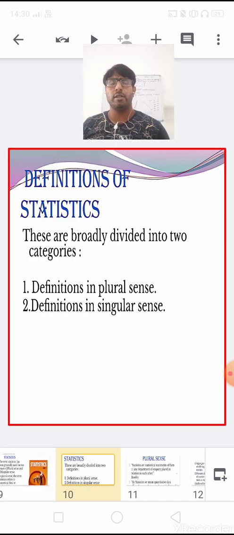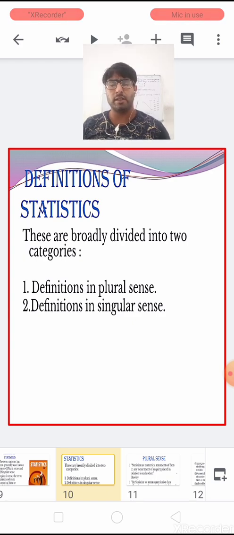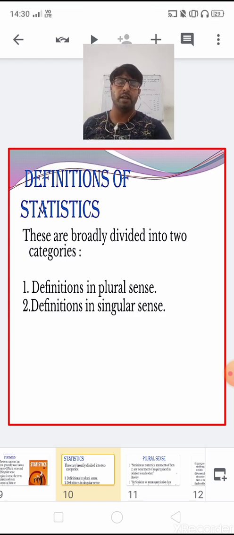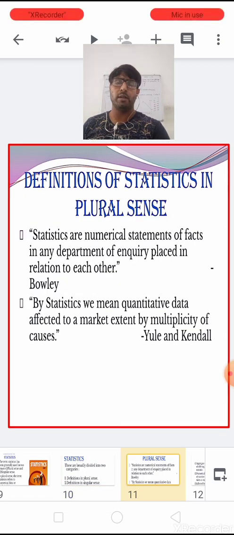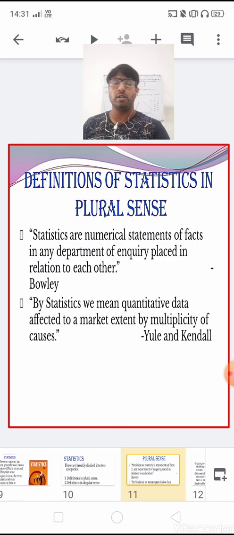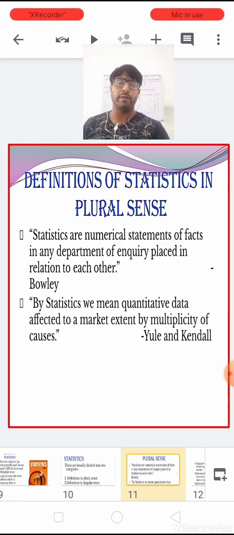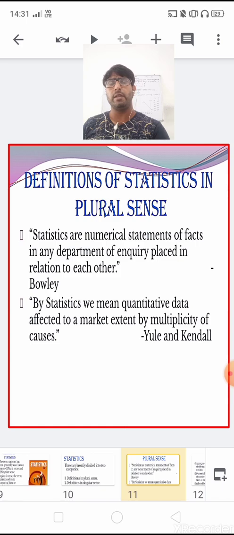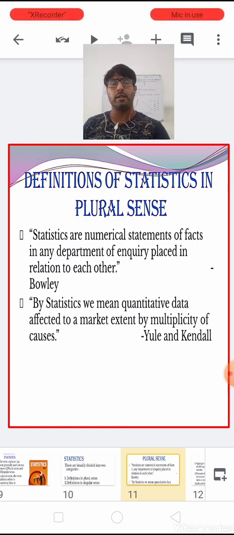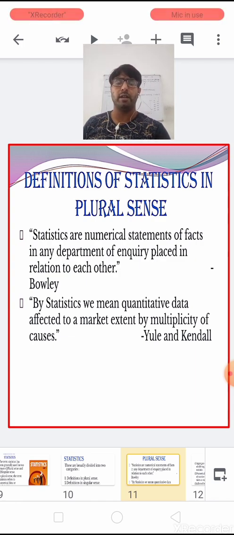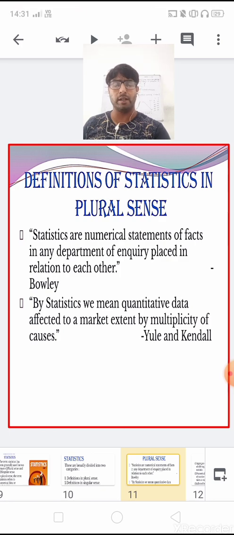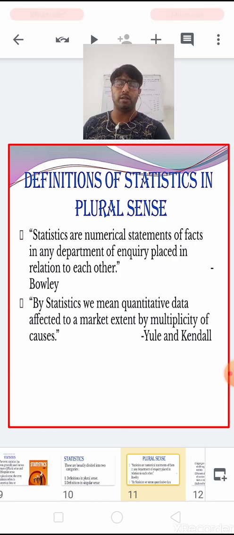When we talk about the definition of statistics, it is classified into two categories: the definition of statistics in the plural sense and the definition of statistics in the singular sense. Now, what is the definition of statistics in the plural sense? Children, statistics are the numerical statement of facts in any department of inquiry placed in relation to each other. This is the definition given by the professor. And by statistics we mean the quantitative data affected to a marked extent by multiplicity of causes. This definition is given by Yule and Kendall.